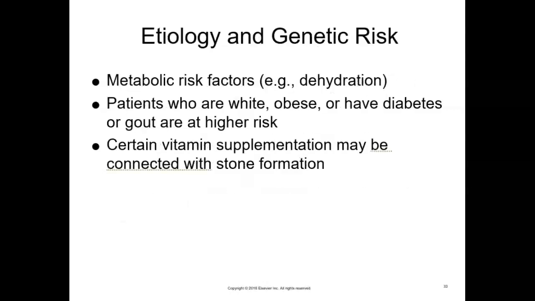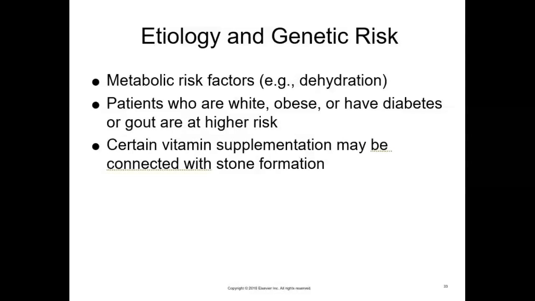The vast majority of adults who form stones have a metabolic risk factor. The cause of stone formation in a susceptible adult is dehydration. Other metabolic problems that can cause kidney stones include hyperparathyroidism that results in hypercalcemia, leading to the development of calcium stones. Also, gout can lead to the development of hyperuricemia, which could lead to the development of uric acid stones.